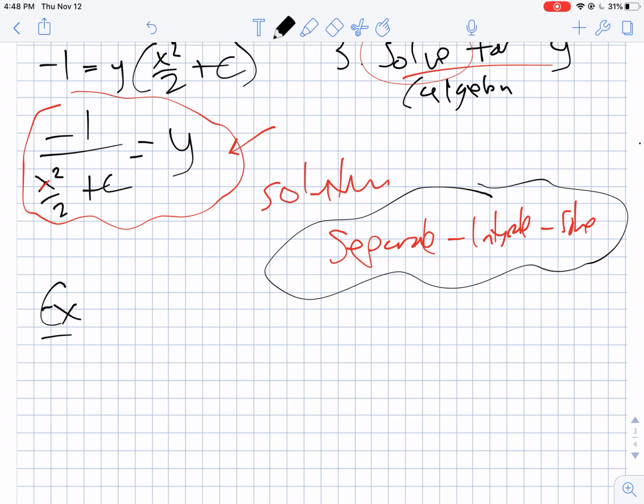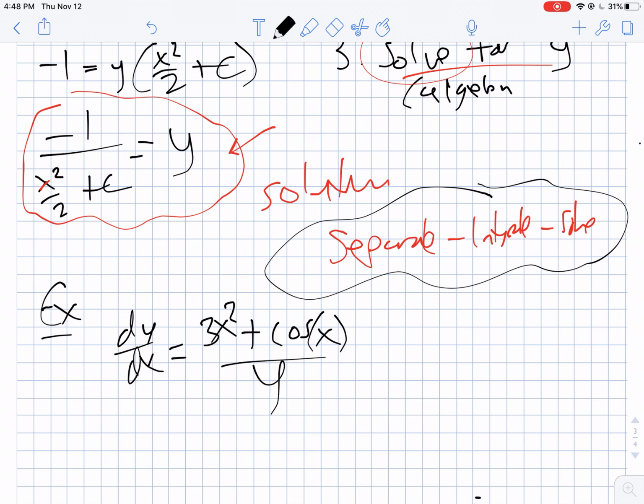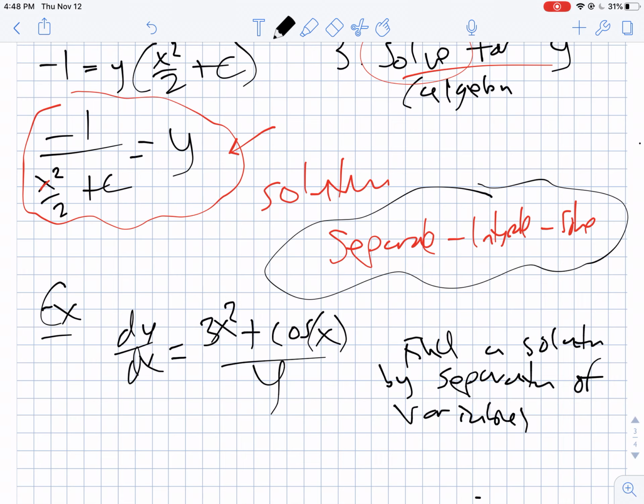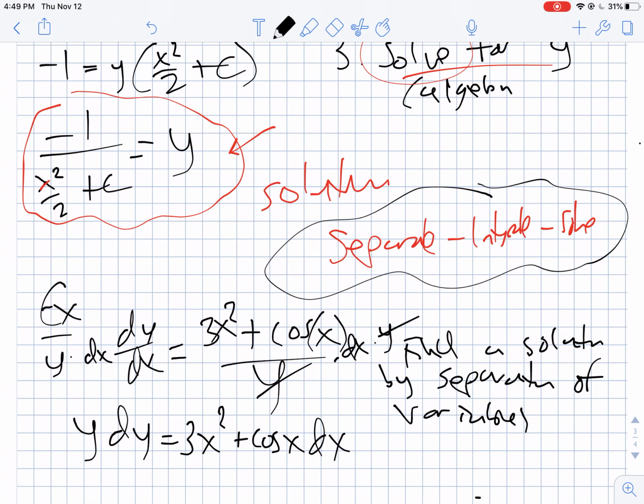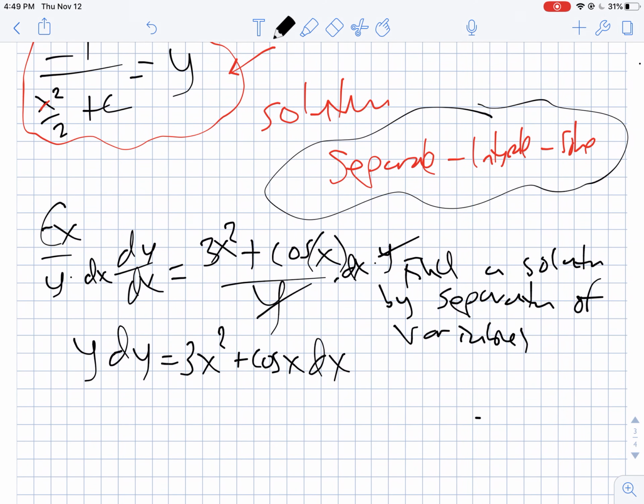Okay, so the next one, let's say dy dx is equal to 3x squared plus cosine of x, divided by y. And what we're going to try and do now is find a solution by separation of variables. And of course, when you see separation of variables, that's what we've been doing in this video: the separate, the integrate, the solve. So I'll multiply the dx to both sides. I'll actually multiply the y to both sides too to cancel those. So I'll get y times dy equals 3x squared plus cosine x times dx. If you want to do it in two steps, multiply the dx, then the y, that's fine too.